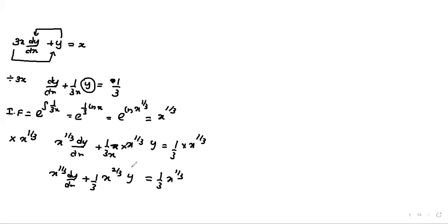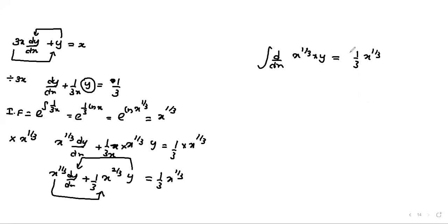Now you can see the differentiation of y is here, as well as the differentiation of x to the power 1/3 is here. So you can write this as the derivative of x to the power 1/3 times y, equals 1/3 x to the power 1/3. Then integrate both sides. Then what do you get? y x to the power 1/3 equals 1/3 times, x to the power 1/3 plus 1 is 4/3, over 4/3, plus c.